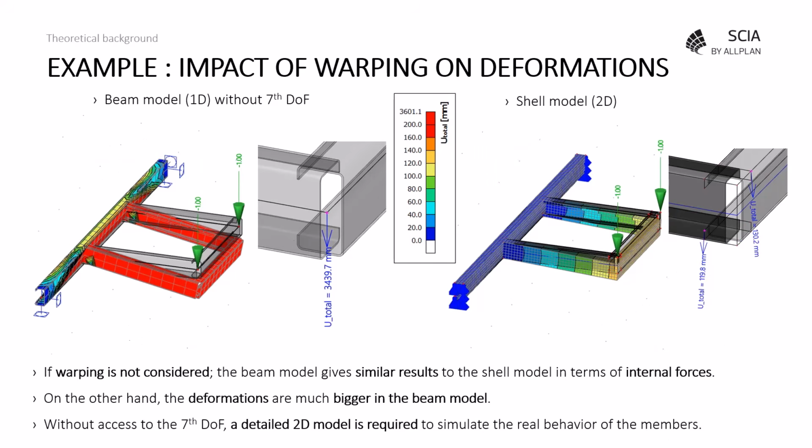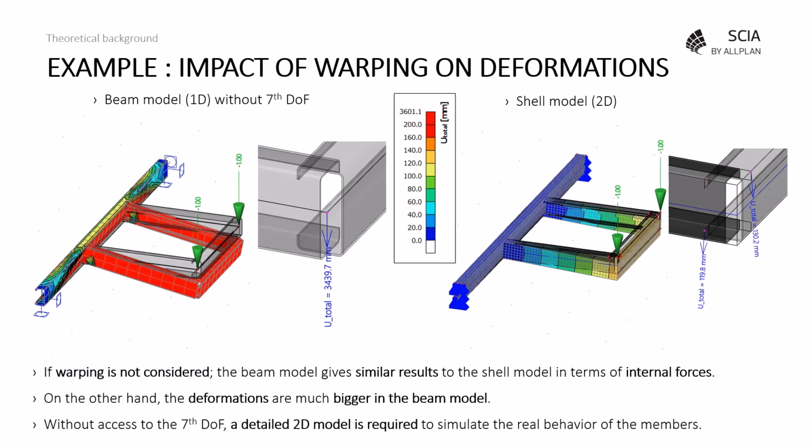So we're going to illustrate this through a small example first. So we have modeled the following structure using two different approaches. The first approach on the left side, we have modeled it using 1D members, which have this channel cross-section. And on the right side, it was modeled using 2D shell elements to simulate this shape. So if warping is not considered for the 1D members, the beam model gives similar results to the shell model in terms of internal forces, and I will show you this directly in SCIA Engineer in a few seconds.